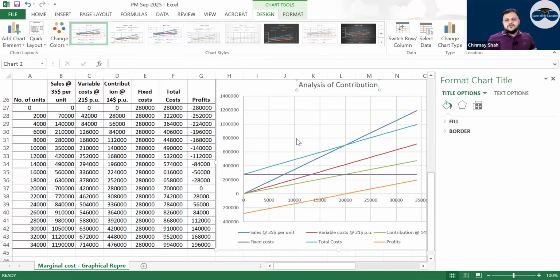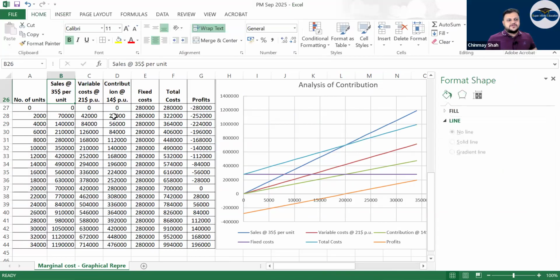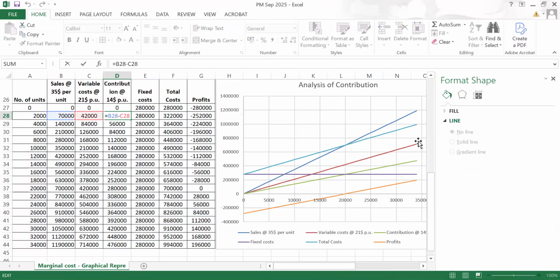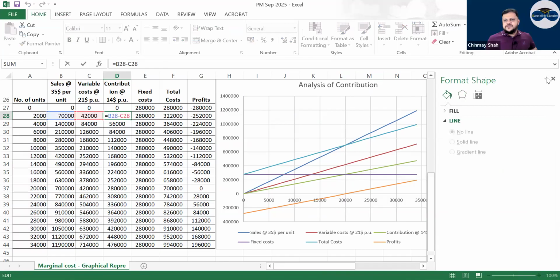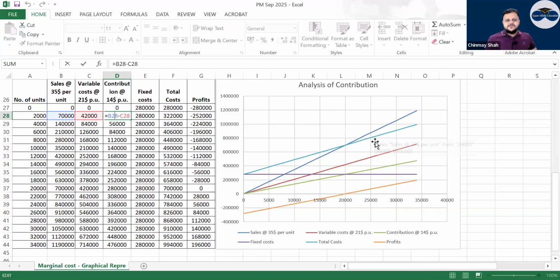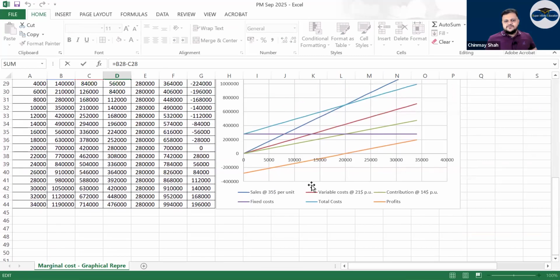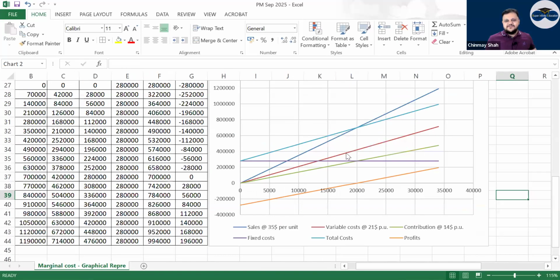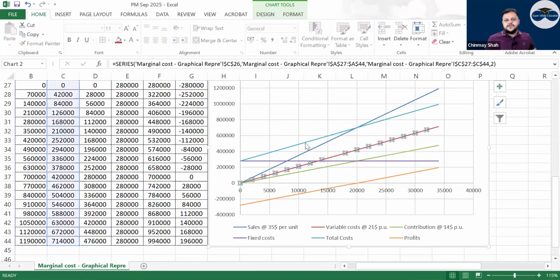Now for contribution, what are the two things that are required? Sales and variable costs. Now see the blue line and the purple line, whatever this color is. I'm a little color blind. Whatever this color is, sales and variable cost, keep it afloat. Everything else, delete it.